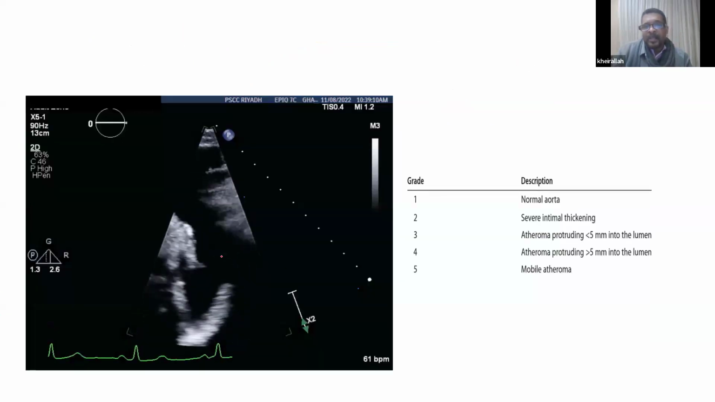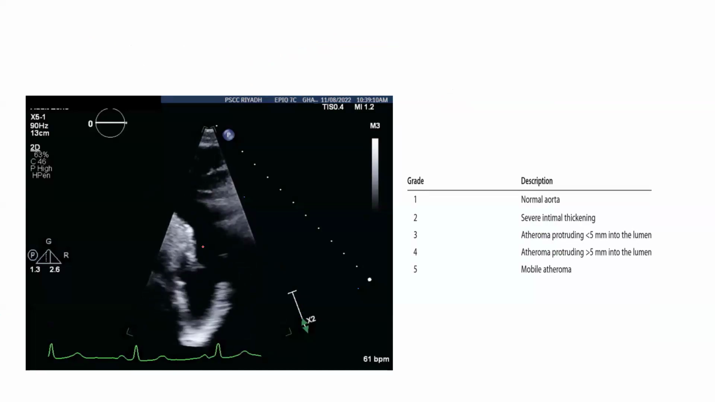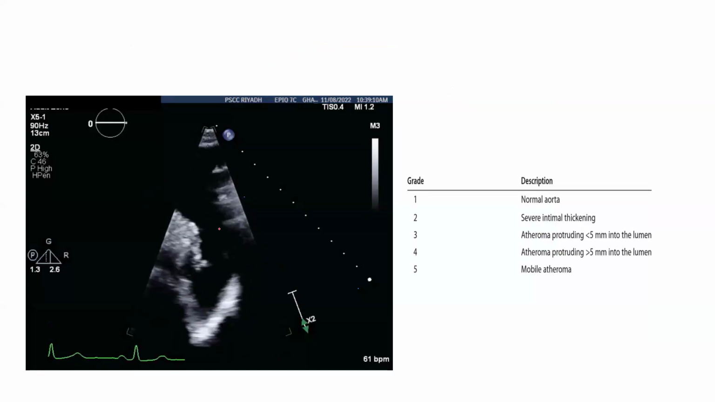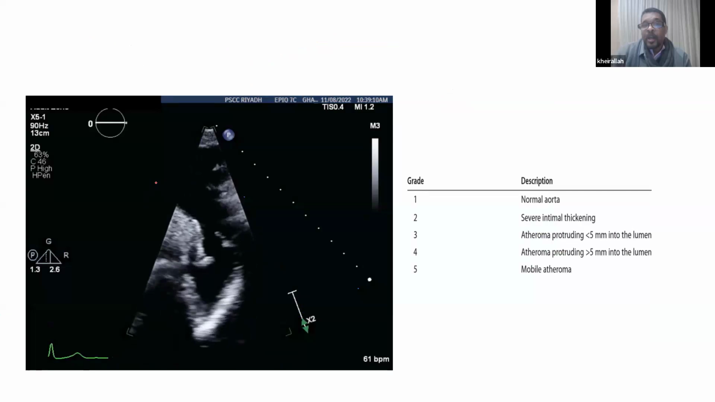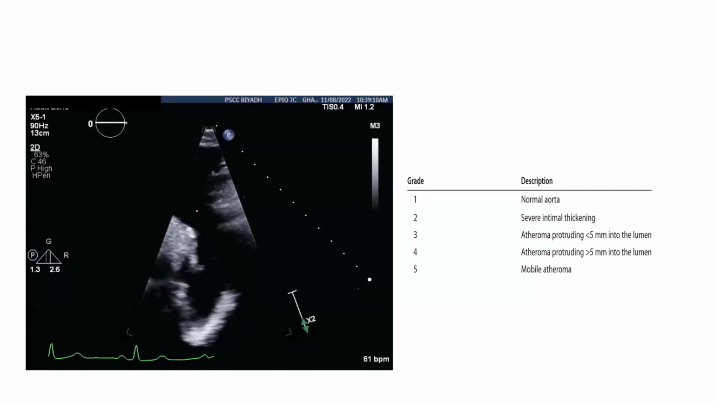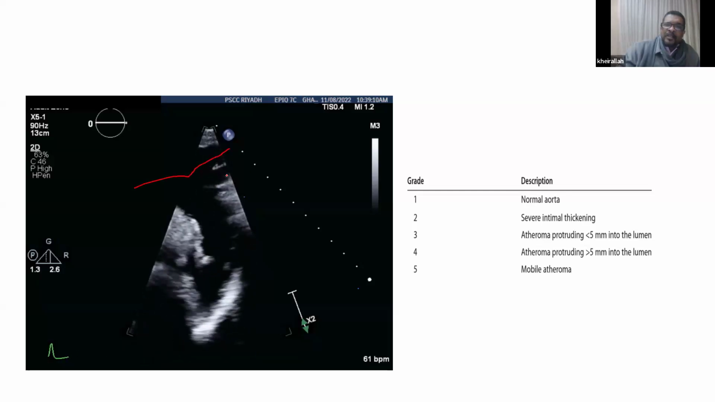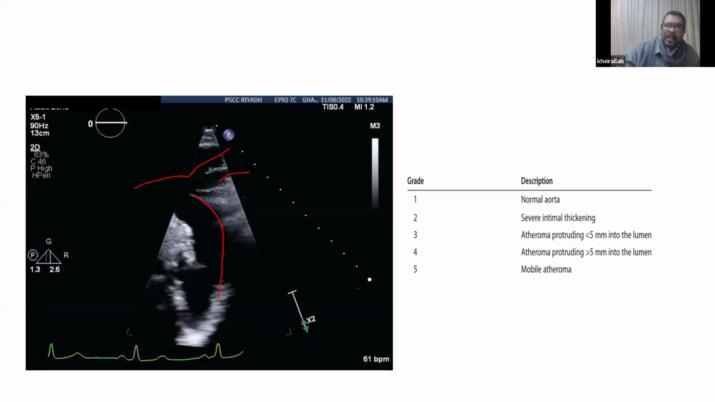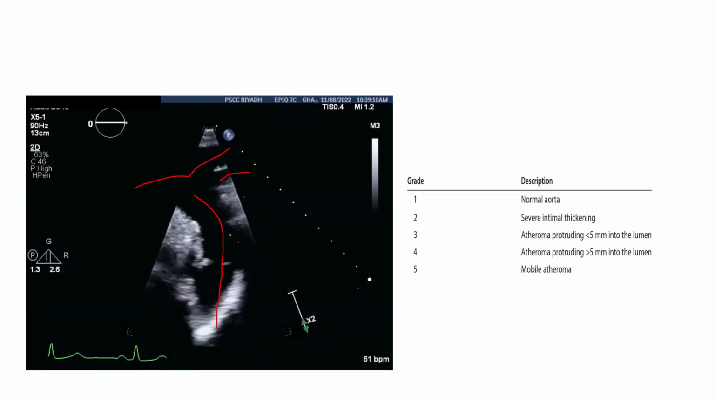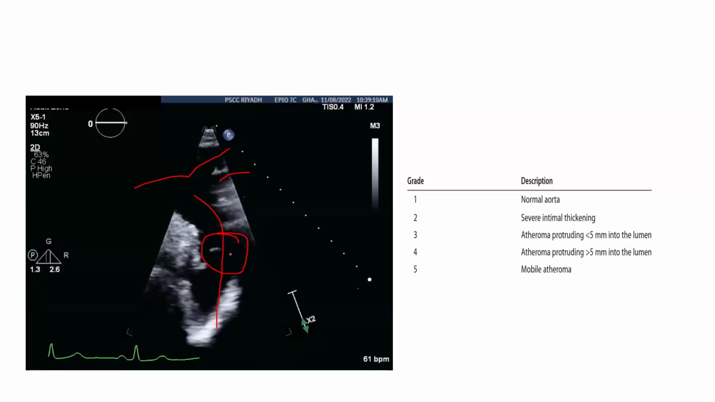What is this here? This is the suprasternal window. What are we seeing? In the suprasternal aortic window, you see the descending aorta. So this is the ascending, here are the carotid and subclavian, and this is the descending aorta. Or here, what do you see here?